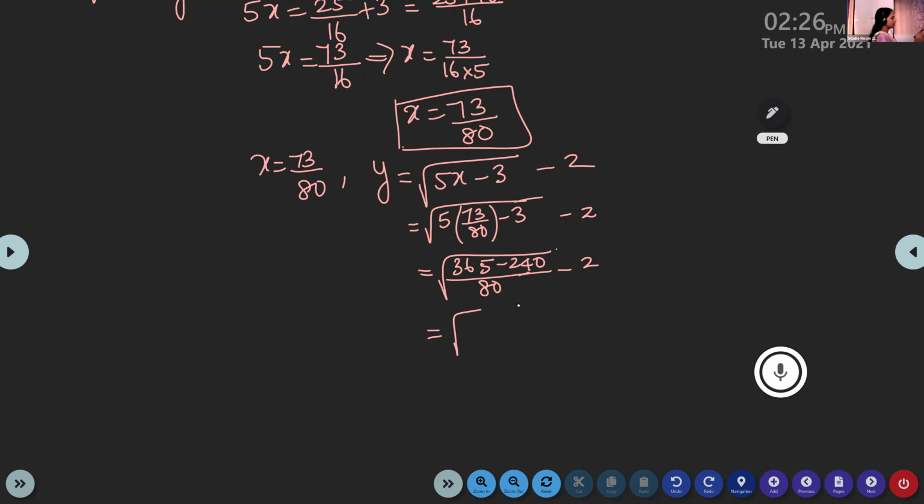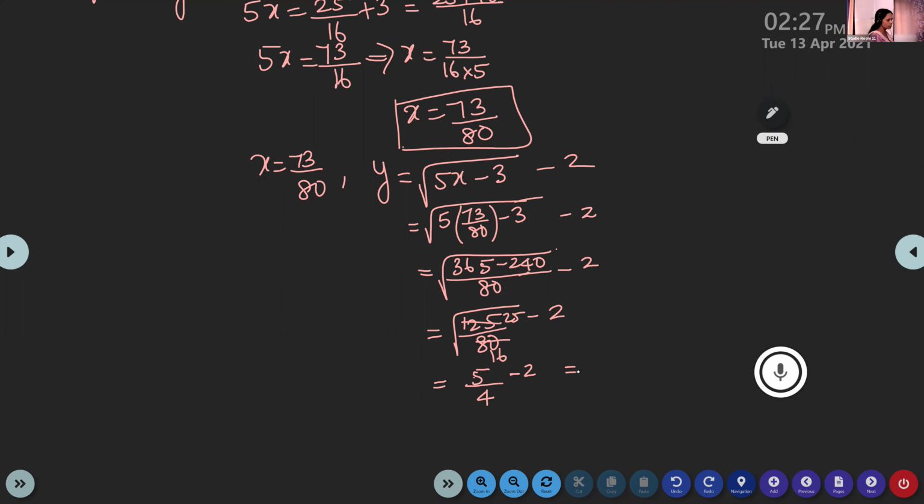What is 365 minus 240? It is 125. 125 by 80 minus 2, isn't it? So it is 125 by 80. We can divide it by 5, isn't it? So we'll get 25 by 16. Is it correct? You divide it by 5. It's 25 by 16. When you take the square root, it will be 5 by 4 minus 2 now.